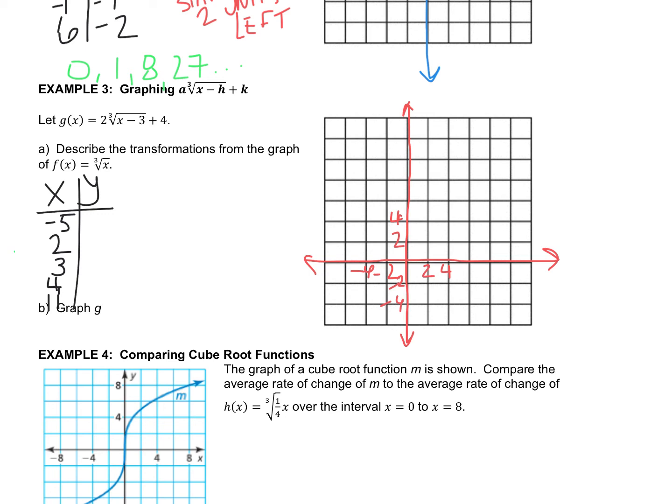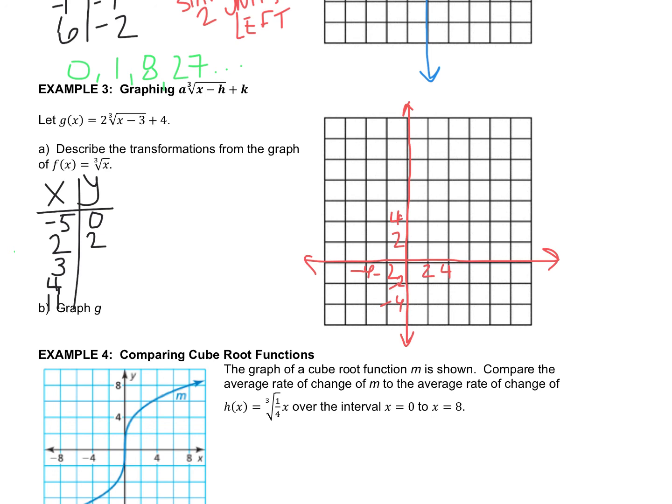Now we have a lot to kind of think about on this one. My order of operations. So negative 5 goes in. The inside becomes negative 8. The cube root is negative 2. Times 2 is negative 4. Plus 4 is 0. 2 goes in. It's now negative 1. The cube root is a negative 1. Times 2 is negative 2. Plus 4 is 2. 3 goes in. I get a 0.